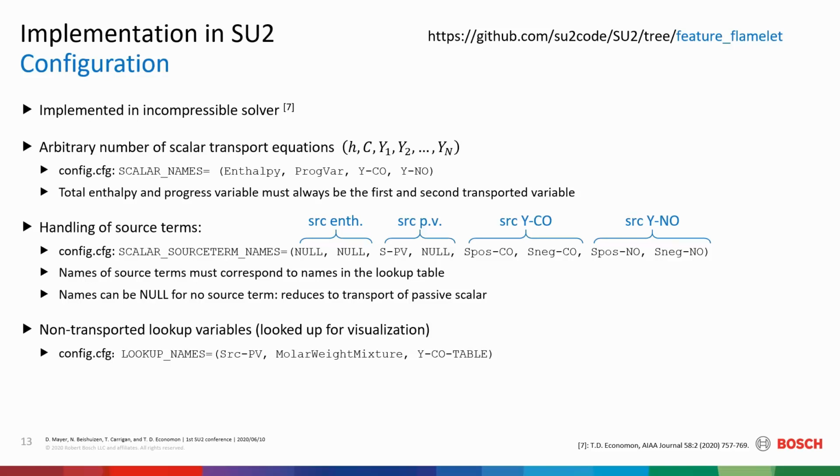If you want to visualize data that is not transported, you can add the names that you also use in your lookup table in the list lookup table names, and then those quantities will also be added to the paraview file. So for example, if you want to look at the source term of the progress variable or molecular weights or some other quantities, you can just add this here and it will be added to the paraview file and you can visualize it. And then the last thing that you need to specify is the name of the lookup table with the file name LUT flag. And with this, the configuration is complete.